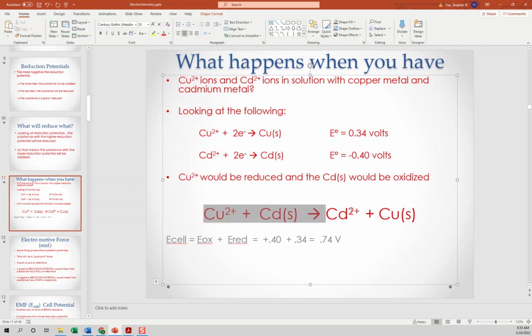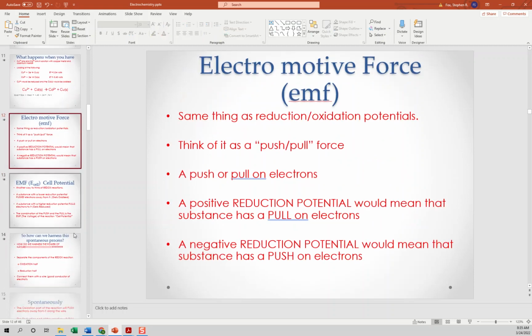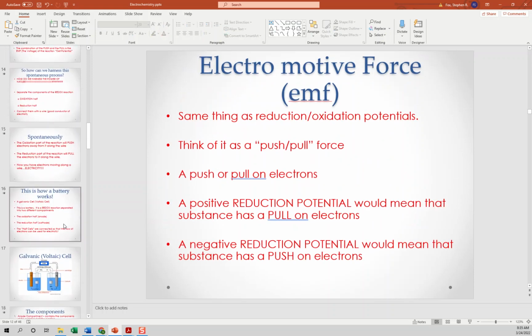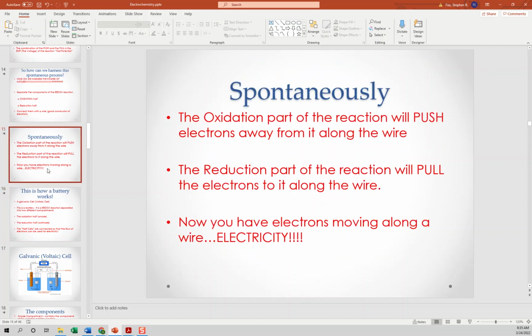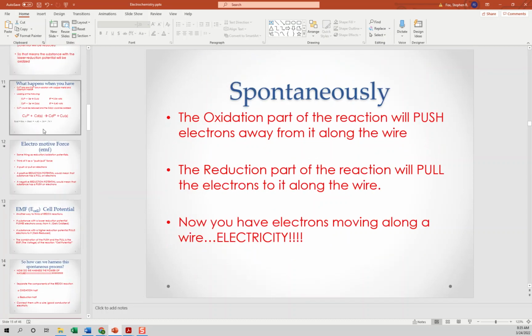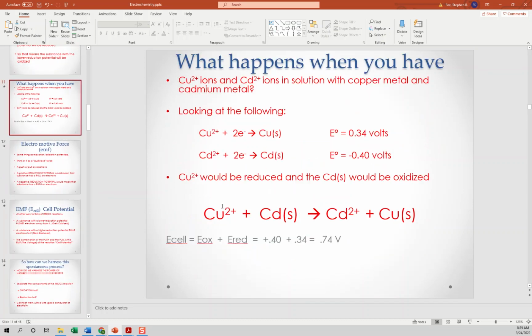Okay, so this oxidation reduction reaction would be the spontaneous oxidation reduction reaction because it has a positive cell potential. All right, so let's talk about how a battery works. Let's say we wanted to make a battery out of copper and cadmium.